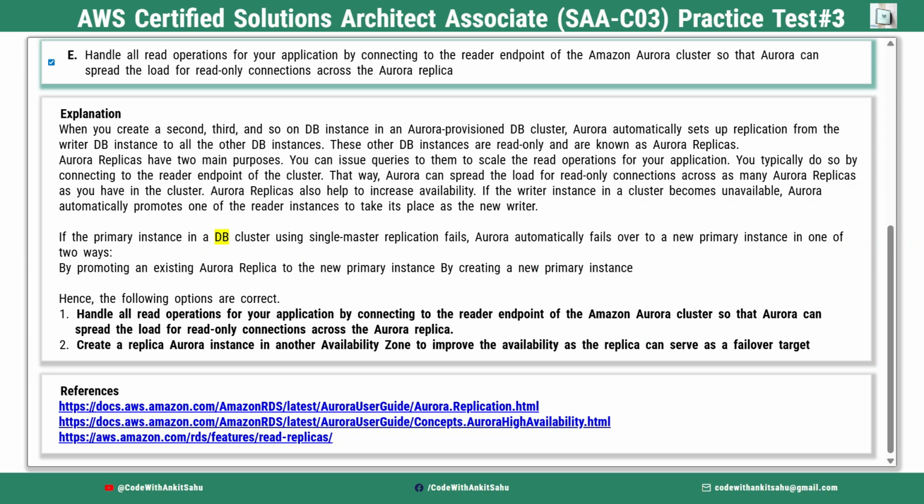If the primary instance in a DB cluster using single master replication fails, Aurora automatically fails over to a new primary instance in one of two ways: by promoting an existing Aurora replica to the new primary instance, or by creating a new primary instance. Hence, the following options are correct. Handle all read operations for your application by connecting to the reader endpoint of the Amazon Aurora cluster so that Aurora can spread the load for read-only connections across the Aurora replica. Create a replica Aurora instance in another availability zone to improve the availability, as the replica can serve as a failover target. References.